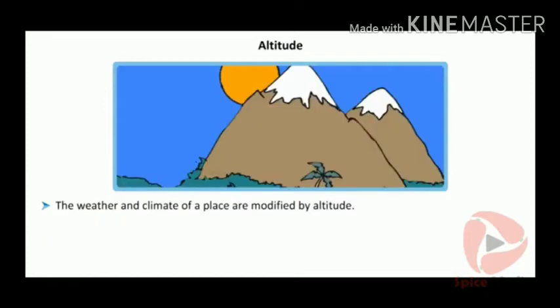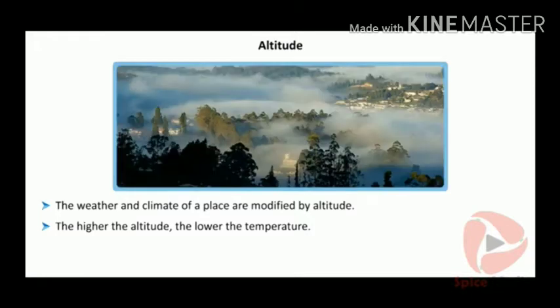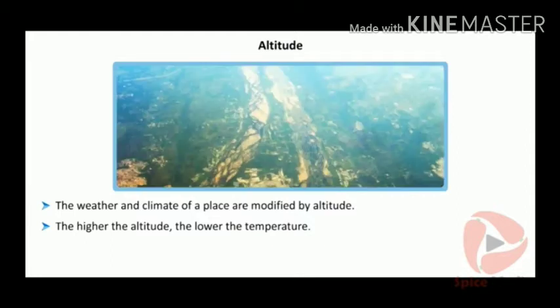Next is altitude. The weather and climate of a place are modified by altitude. Altitude means the height of a place from the reference level, that is, above sea level. The higher the altitude, the lower the temperature. This is because at higher altitudes the atmosphere is thin and absorbs less heat. For example, Ooty and Kodaikanal are cooler than Tiruchirappalli.